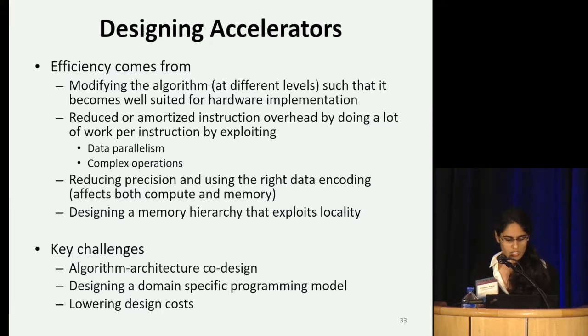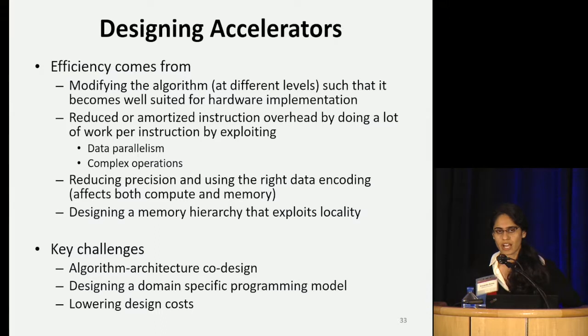Another side note to that is that hardware is good at doing certain things, so you want to do more of what the hardware is good at and less of what the hardware is not good at. The second place where efficiency comes from is reducing instruction overhead.